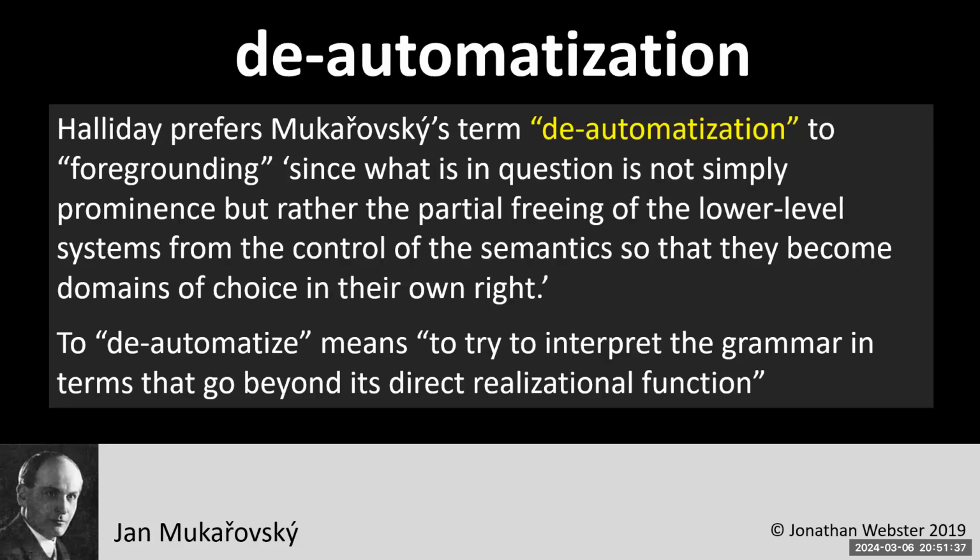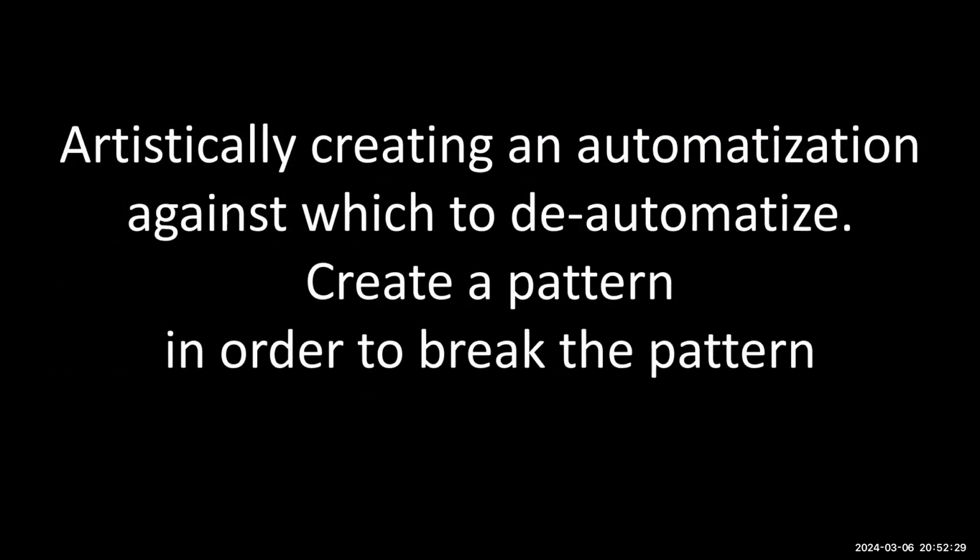He prefers Mukarovsky's term de-automatization to foregrounding, since, as he puts it, what is in question is not simply prominence, not just simply getting your attention, but rather it's done by freeing the lower level systems. What are the lower level systems? Freeing the grammar from the control of the semantics. Grammar is linked to semantics, but this breaks that link and links it another way. To de-automatize means to try to interpret the grammar in terms that go beyond its direct realization function. So it's about artistically creating an automatization, a background against which to de-automatize, creating a pattern in order to break the pattern.